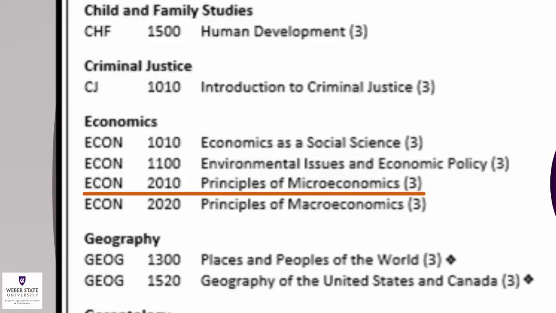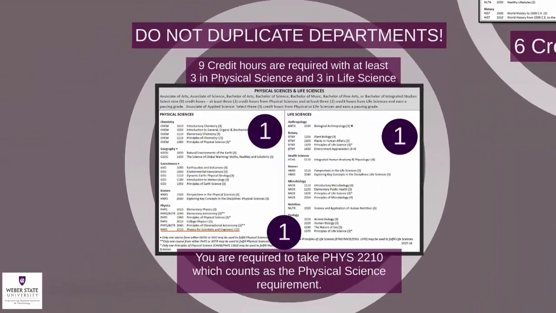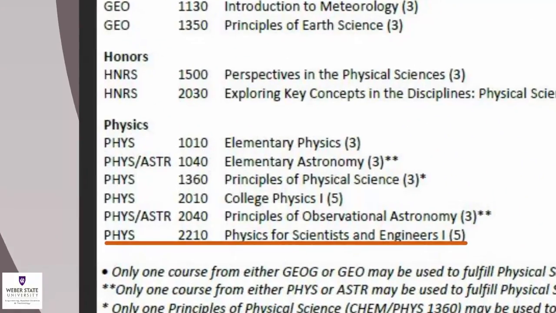The last portion of your breadth requirements is the physical and life sciences, found on page 3 of the general education requirement sheet. This requirement works much like the creative arts and humanities in that you need to complete 9 credit hours. Of those 9 credits, you must complete at least 3 credits in physical science and 3 credits in life science. Please note that computer engineering majors are required to take Physics 2210. This means you will choose this course to fulfill your physical science requirement.